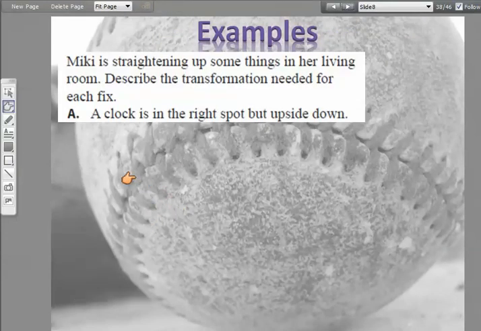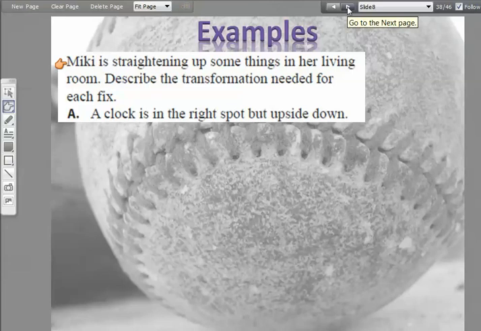Okay, let's look at some examples. It says Mickey is straightening up some things in her living room. Describe the transformation needed for each fix. Now, there wasn't a lot of examples to use for you, so I just picked out the one that I could use because most of it is actually you doing sketches and drawings.